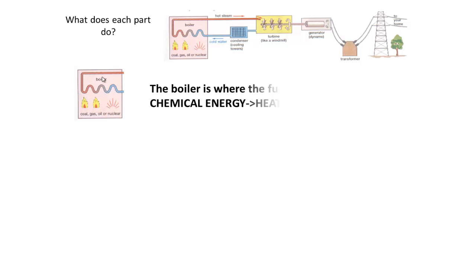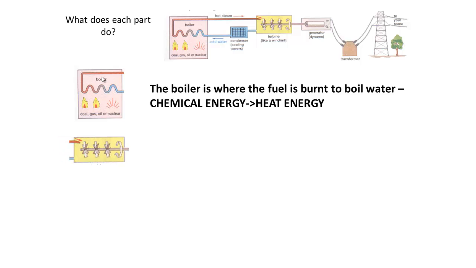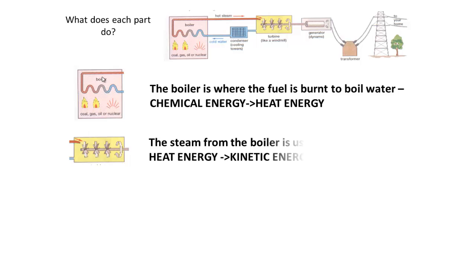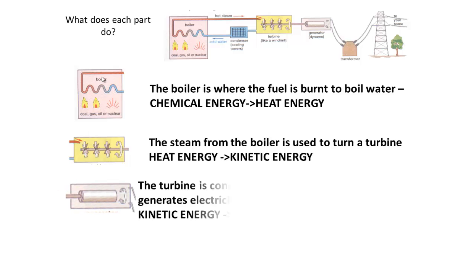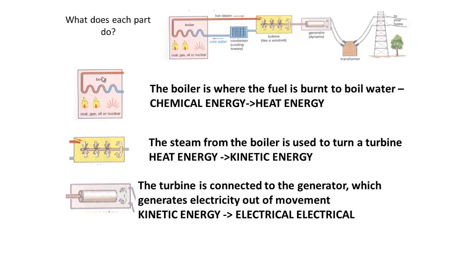So what part does each do? We need to look at the energy conversion. The boiler basically turns chemical energy into heat energy. The turbine is where this heat energy from the steam is turned into kinetic energy. Then the last one is the generator, where this kinetic energy is turned into electrical energy. You need to know the energy conversion that happens with each stage. The cooling tower, who cares about that?